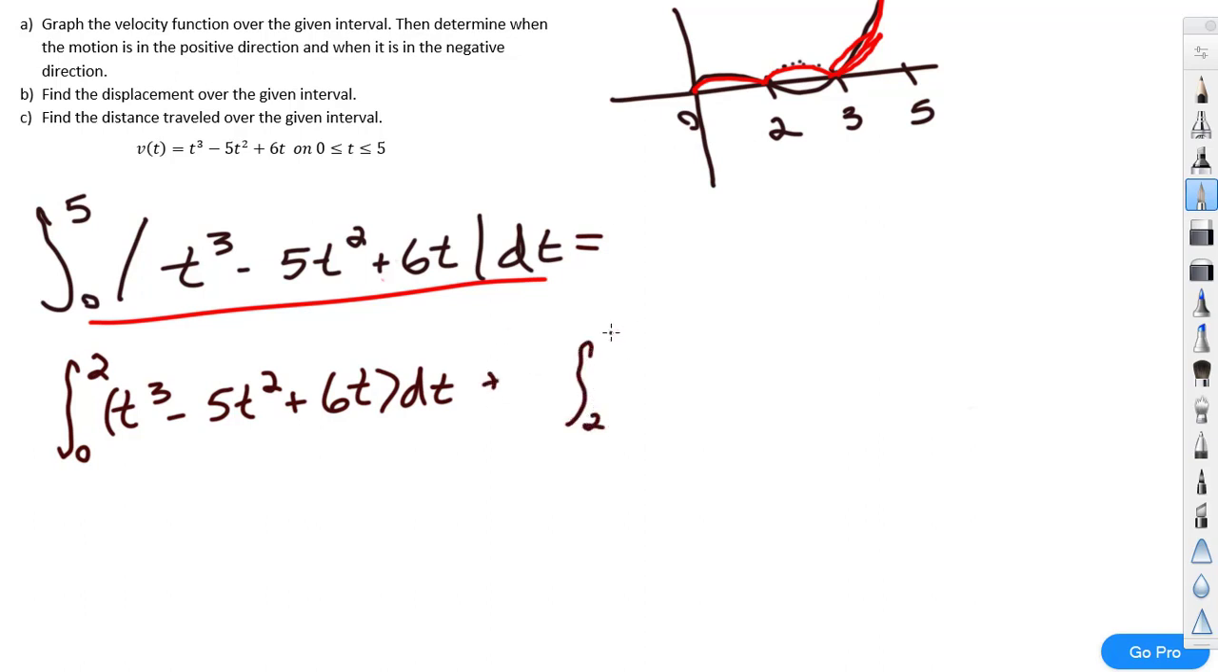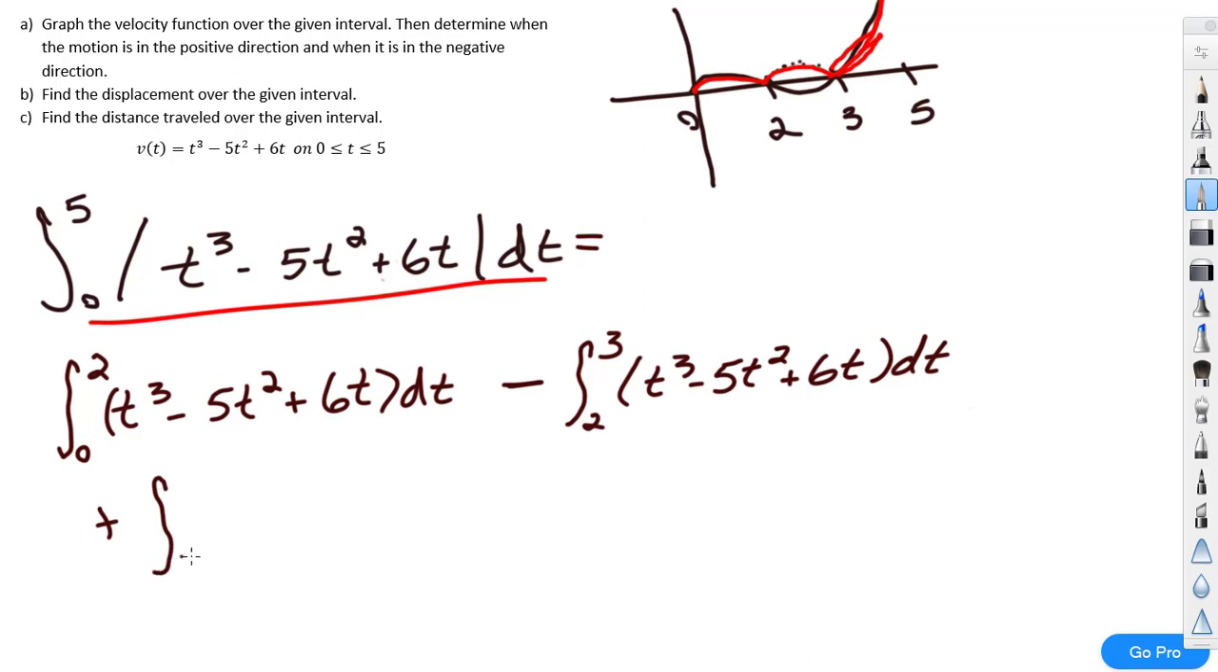So how do I take the area from 2 to 3 of this function and make that negative area positive? Well, remember, if we have a negative and we want to make it a positive, we need to multiply it by a negative. So instead of adding here, we're going to subtract, because that subtraction is going to make that negative area positive. So this negative area is going to become positive, and then we want to add to that positive area from 3 to 5 of our function, t to the 3rd minus 5t squared plus 6t dt.